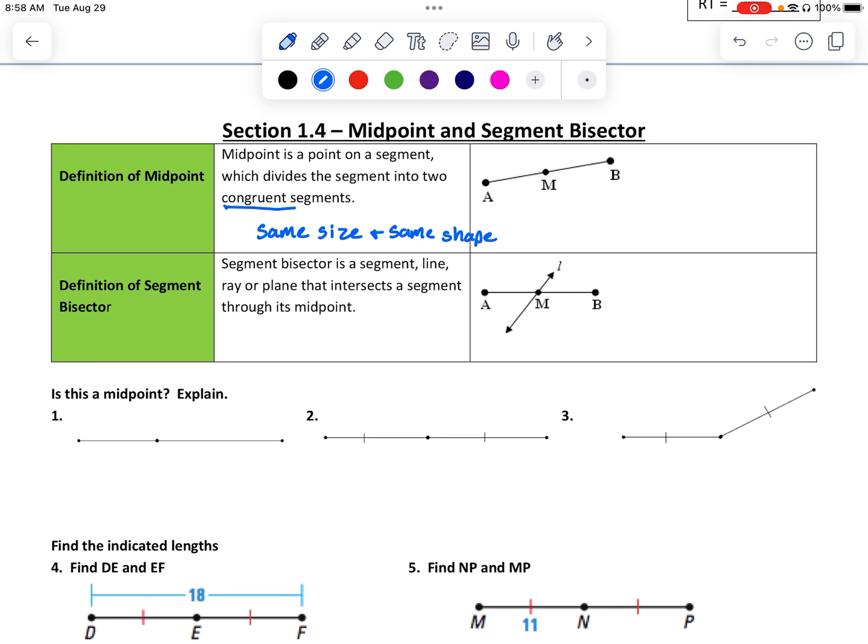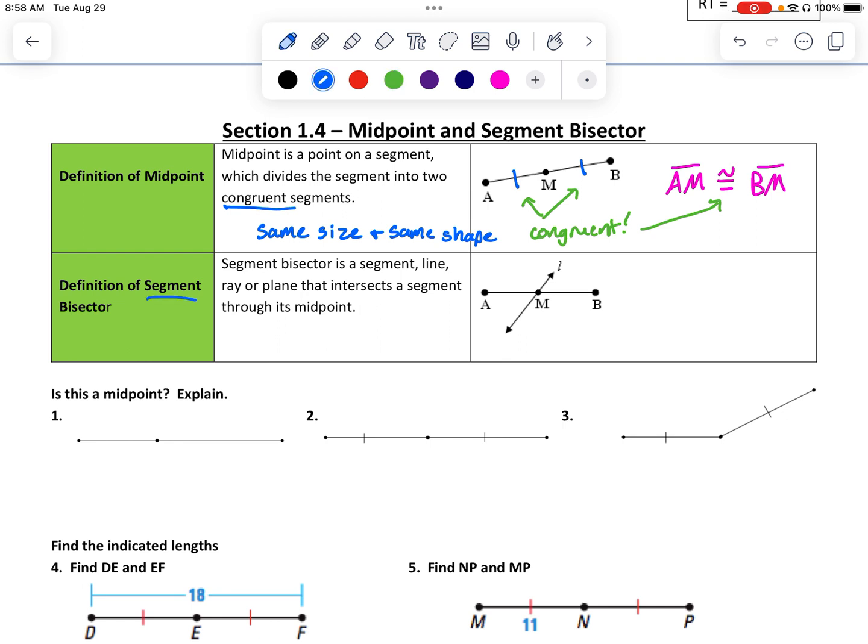The marks we use to show congruence are these little dash marks. So if M is the midpoint of that line, then those two pieces are congruent. So this piece and this piece are congruent. So that's what those symbols mean. And the way we write this as a statement is we would say segment AM is congruent to segment BM. And again, that little symbol in the middle means congruent. So it's like an equal sign with a squiggly mark on the top.